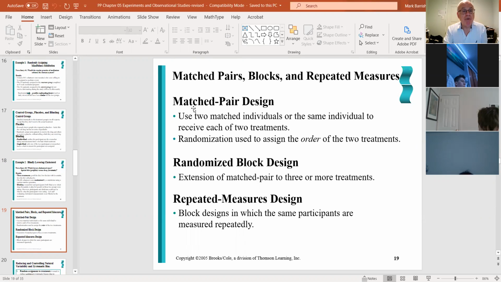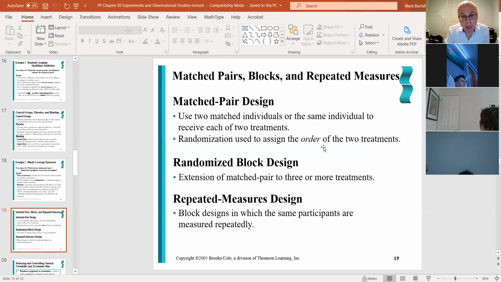There's another type of experimental design called matched pair. So basically, you have two people that are matched. Maybe it's a husband and wife, all right? Or it could be the same person receiving two treatments. And the randomization basically is if it's two people, one person is randomly assigned one of the treatments and the other person gets the other one. Or if it's the same person receiving two treatments, you're randomizing the order in terms of getting the two treatments.